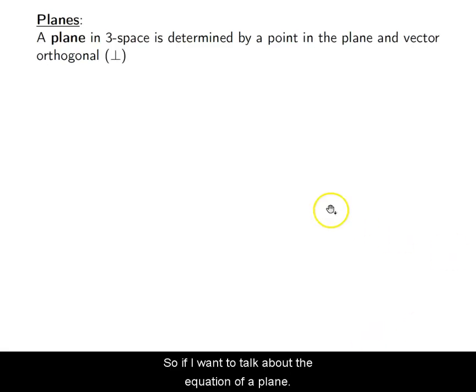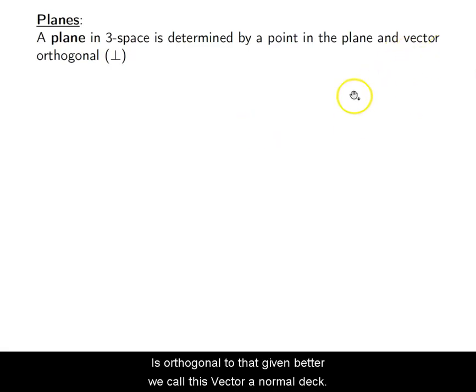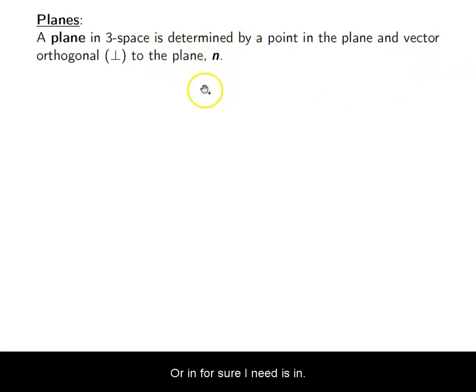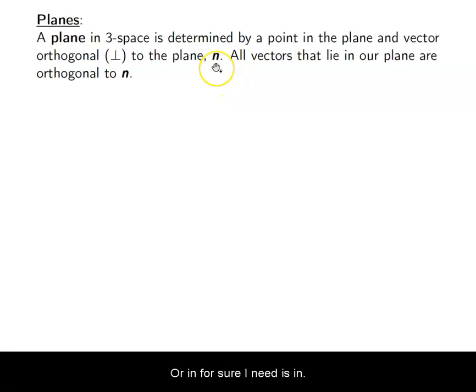Okay, so if I want to talk about the equation of a plane, very similar to what I had before, instead of a point and a vector, I need a point and a specific vector. I need a vector that is orthogonal to the plane. Because if I have a vector that's orthogonal to the plane, then that means that any other vector that's inside of my plane is orthogonal to that given vector. Okay, we call this vector a normal vector, or n for short. Okay, so the vector I need is n. It forms a right angle with any vector in my plane, and I have a point in my plane. Okay, that's all that I need in order to create a plane.